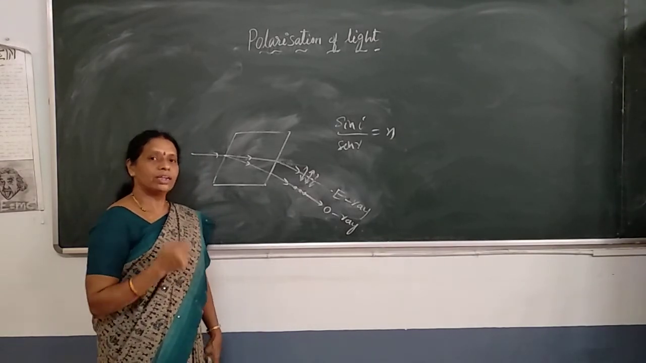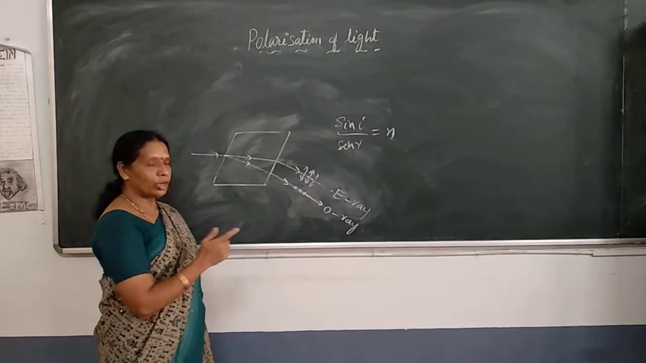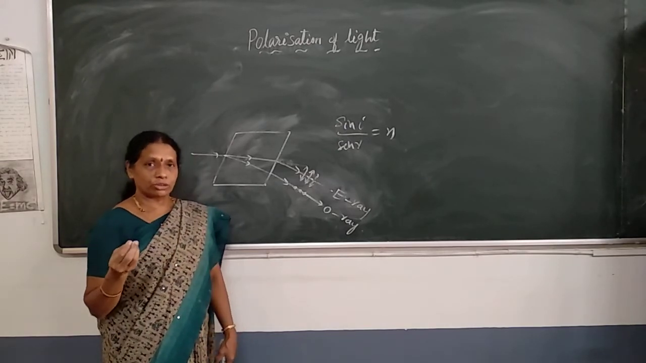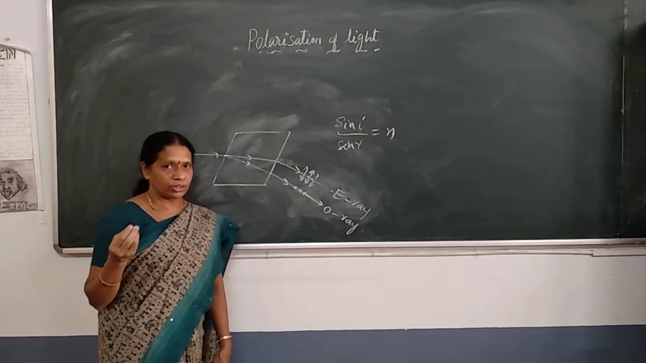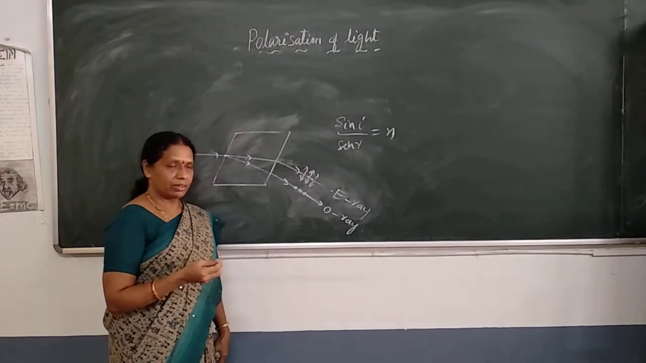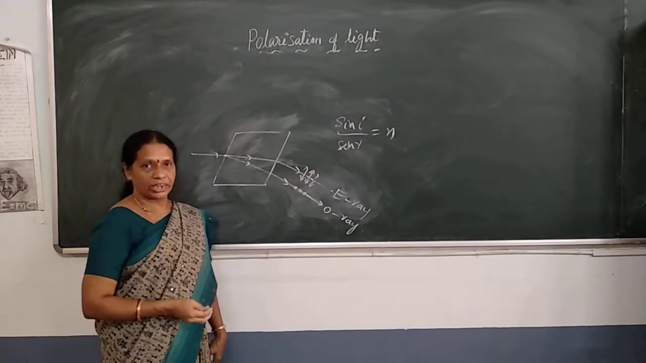Calcite and quartz are the uniaxial crystals which exhibit this phenomenon of double refraction. In the case of biaxial crystals, only the extraordinary ray is produced. Only the E ray is present there, but the O ray is not present. This is about the types of crystals which produce double refraction.